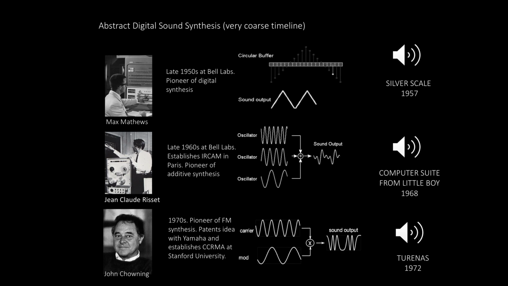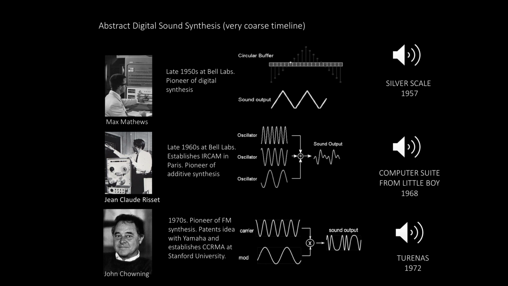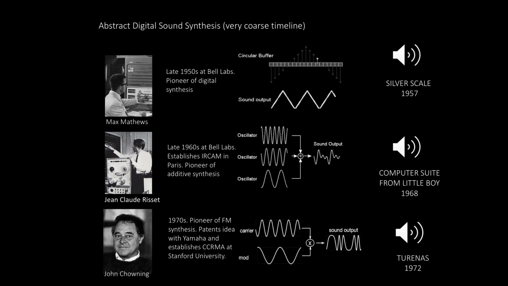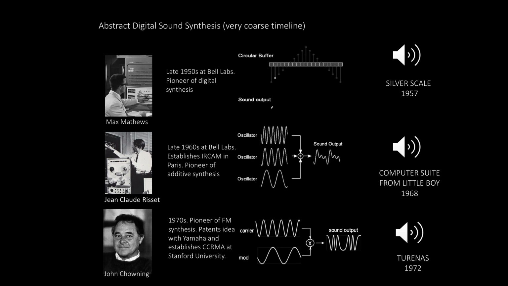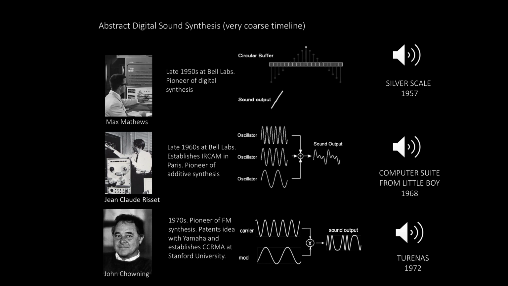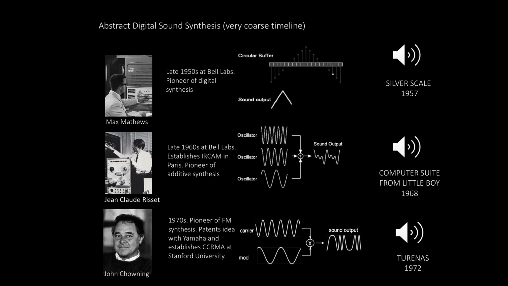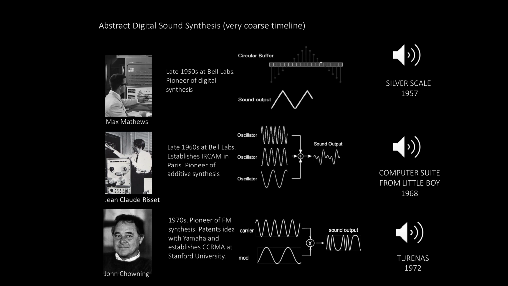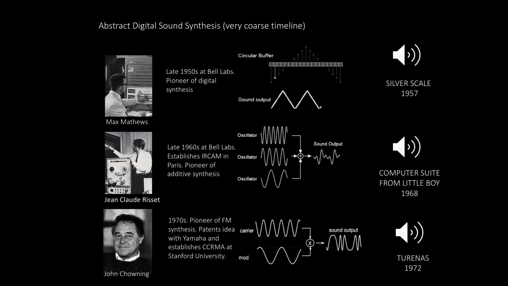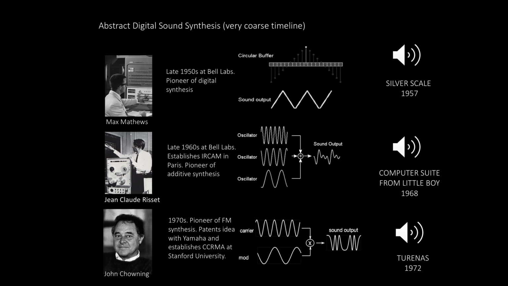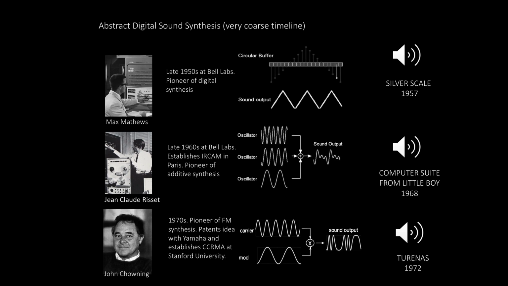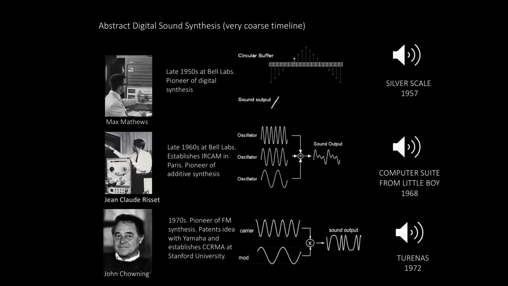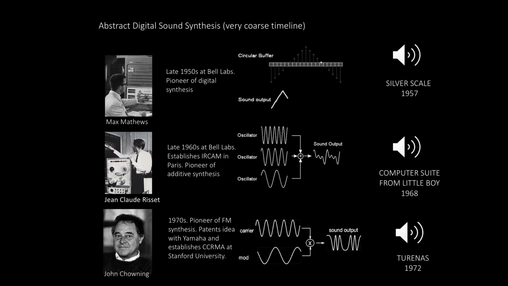One of such ideas is modulation. Modulation comes mainly in two forms, amplitude and frequency. In the 1970s, John Chowning experimented with frequency modulation. He patented his idea with Yamaha and established CCRMA at Stanford University. And the DX7 synthesizer is largely based on this patent that John Chowning filed with Yamaha.